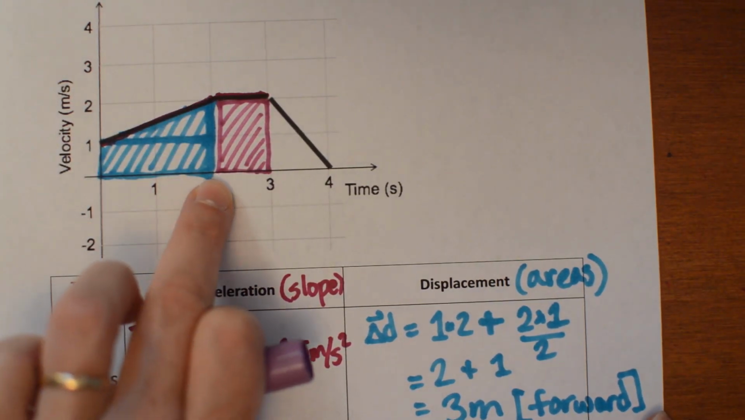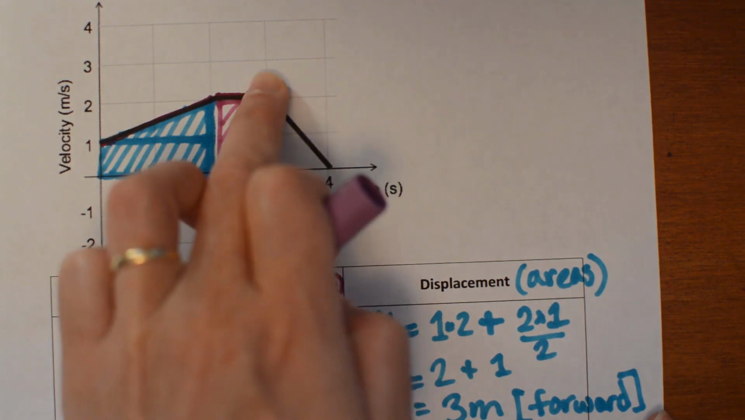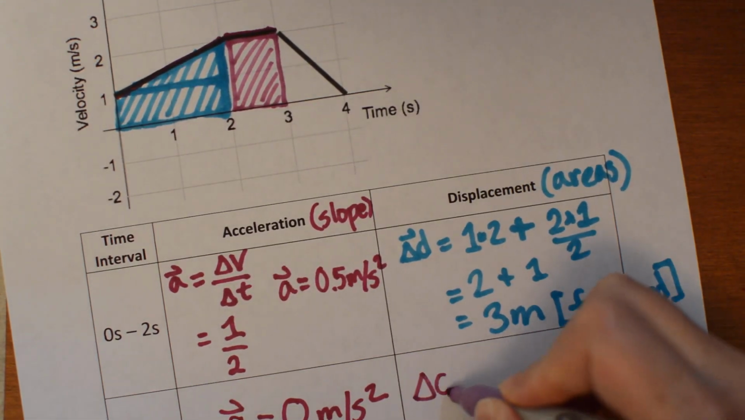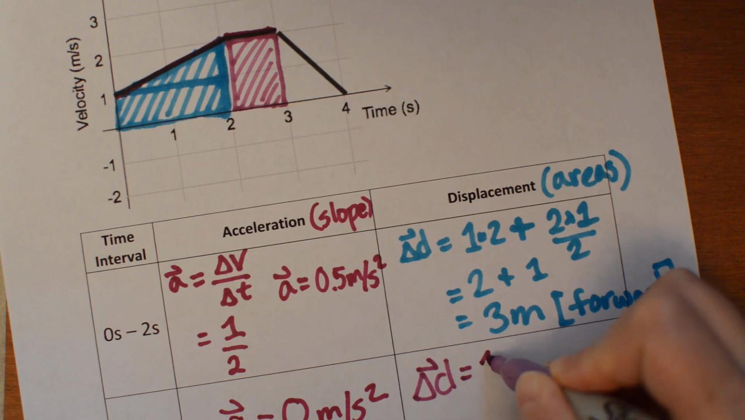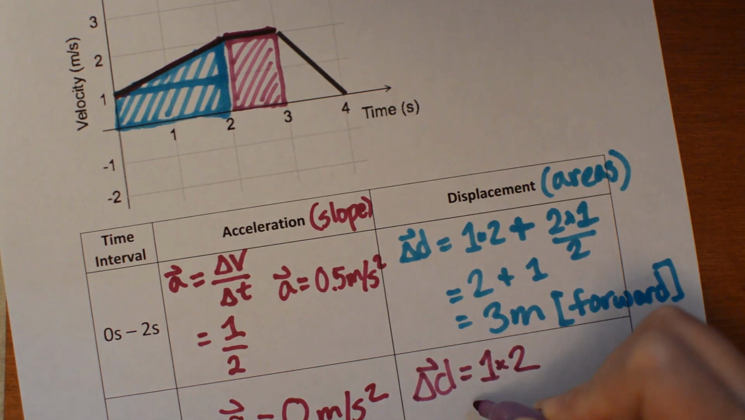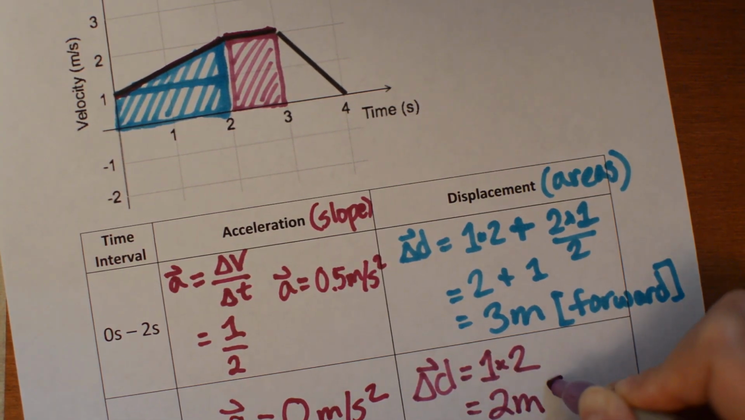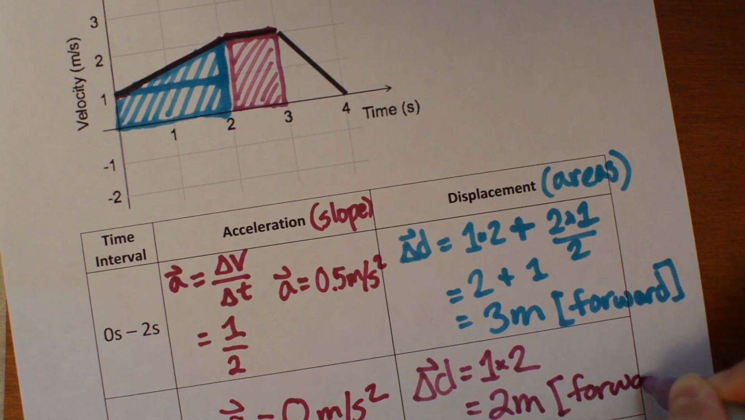That area looks like a little rectangle. Base is 1, height is 2. So the area is my displacement. It's going to be base times height, which is 2 meters. Still forward because it's a positive area.